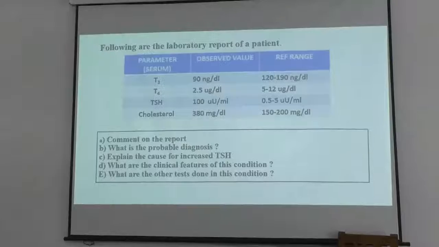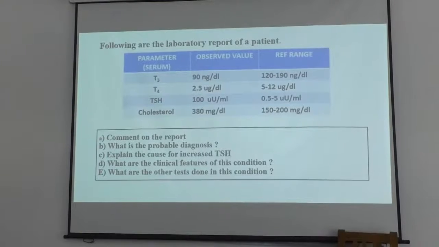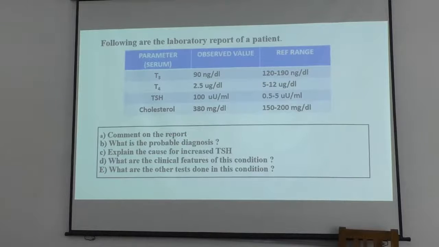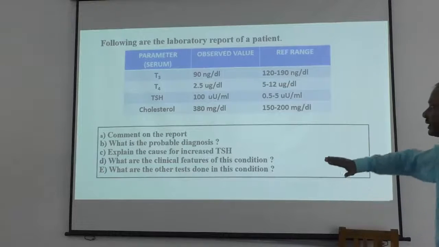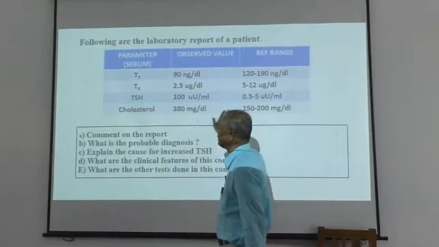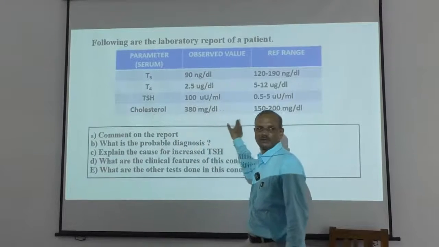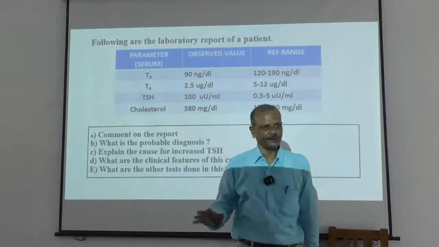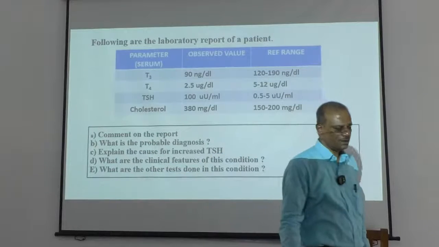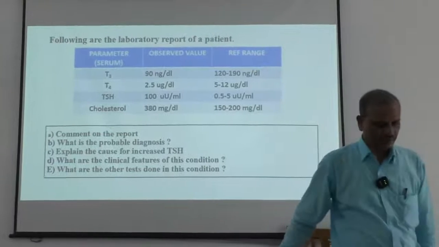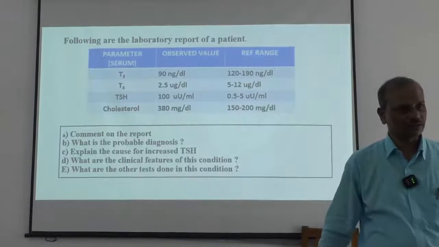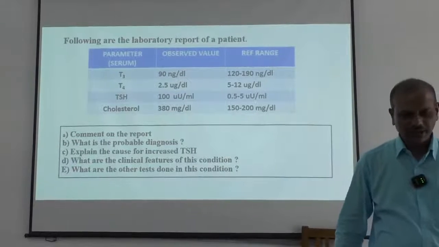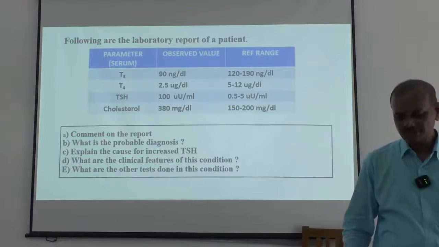Second case, so the first point is comment on the report. As you have seen earlier, in this case also, T3, T4, TSH. Look at this thing, forget about cholesterol. Cholesterol may be given or may not be given. Cholesterol value may be normal also, but deliberately it has been given since it is a common belief that hypercholesterolemia occurs in primary hypothyroidism. That's why this figure has been given.